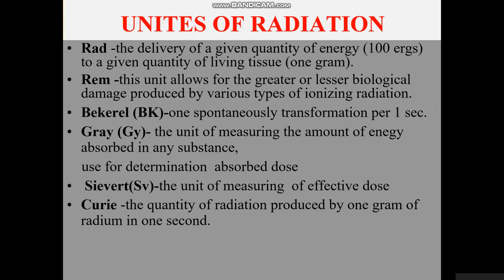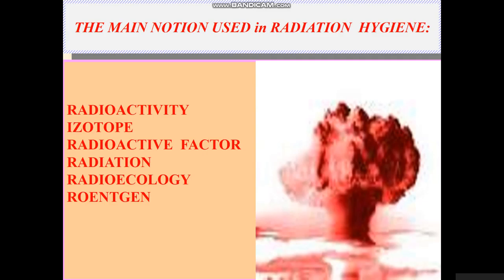Roentgen, the unit of measuring the quantity of gamma ionizing radiation. Sievert, the unit of measuring effective dose. Curie, the quantity of radiation produced by 1 gram of radium in 1 second. The main notions used in radiation hygiene: radioactivity, isotope, radioactive factor, radiation, radioecology, roentgen, and others.